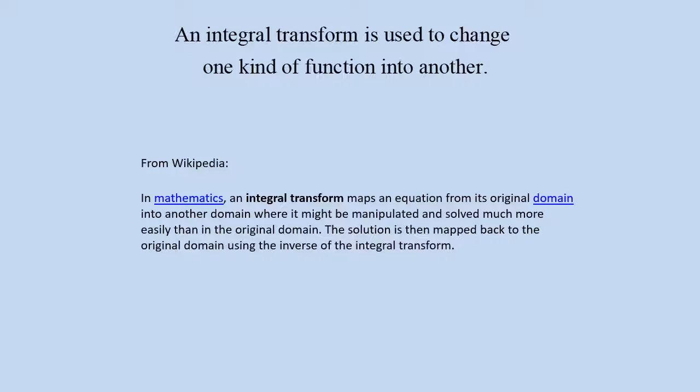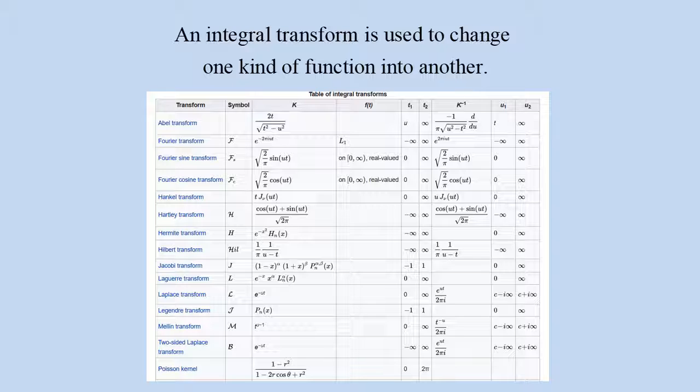In Calculus 3, we saw how some integrals could be transformed using spherical and cylindrical coordinates into a triple integral that would be easier to evaluate. Now, here's a table from Wikipedia of integral transforms. I'll show you what an integral transform is. The column labeled with the K stands for the kernel of the integral transform. And I might just point out, we are only going to be discussing this one type of transform.